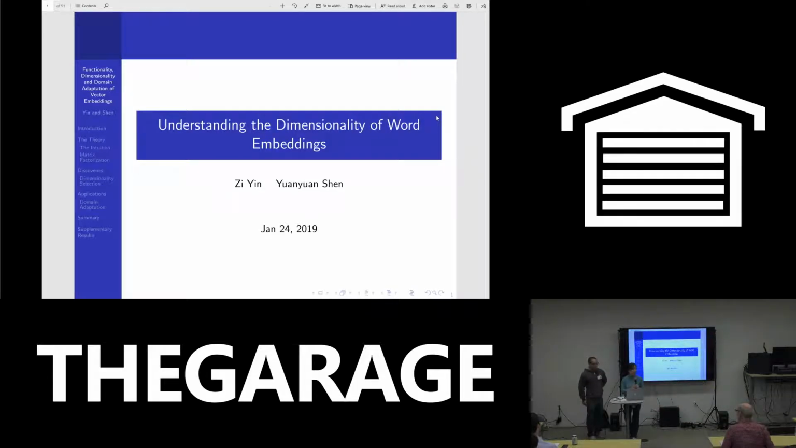Today, we are going to talk about our work on understanding the dimensionality of word embeddings. And at the end, we might talk about something about the application of it.